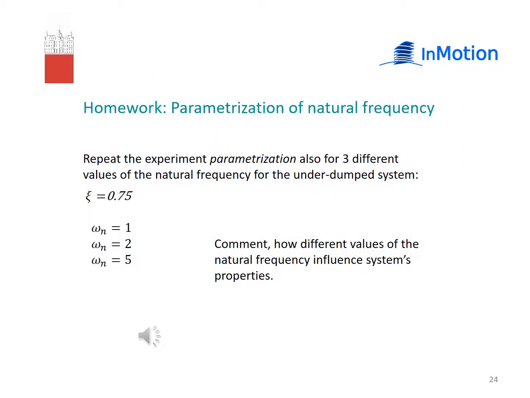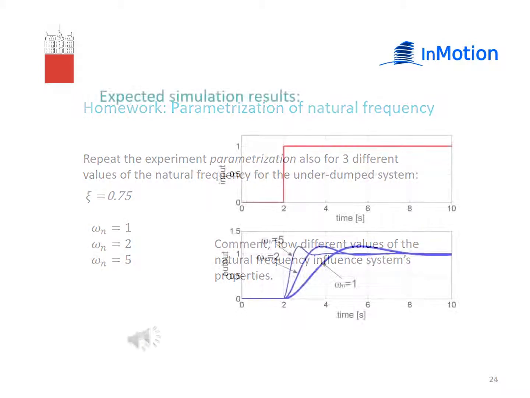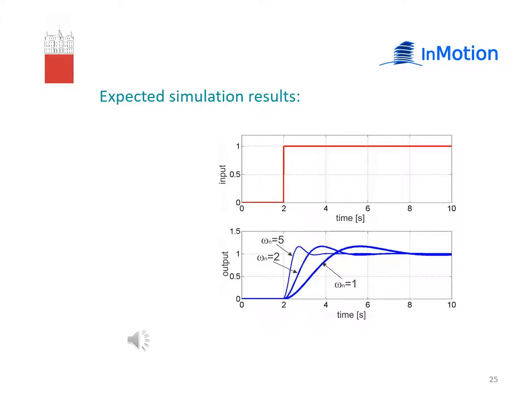Homework. Repeat the parametrization experiment for 3 different values of natural frequency for the underdamped system. Comment how different values of the natural frequency influence the system's properties. Here, a possible solution is illustrated.